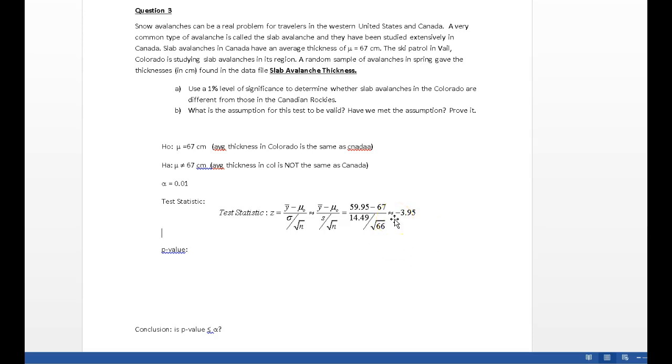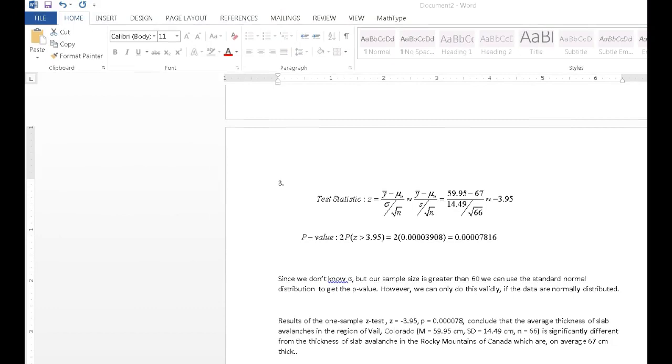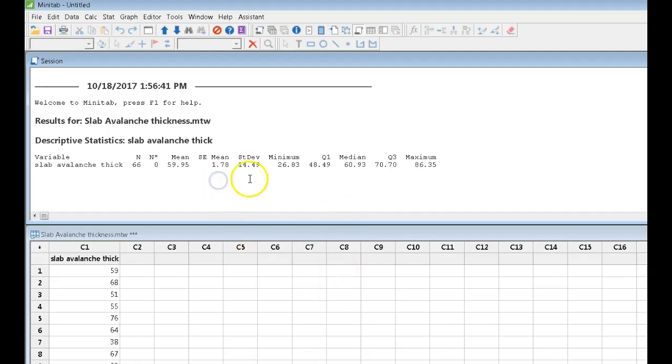I'm going to use this value to find the area under the curve, and the area under the curve represents my p-value, which actually is a probability. Now, normally, if you were going to do this kind of question without the aid of software, you would go to your normal distribution tables and find the area to the left of negative 3.95, and you'd have to multiply it by 2. The reason for that is because our alternate statement says not equal to. That means we have to consider situations where the mean may be greater than 67 and where it may be less than 67.